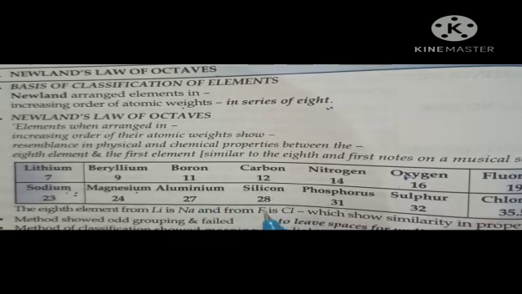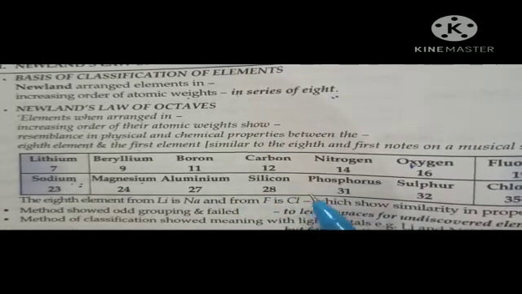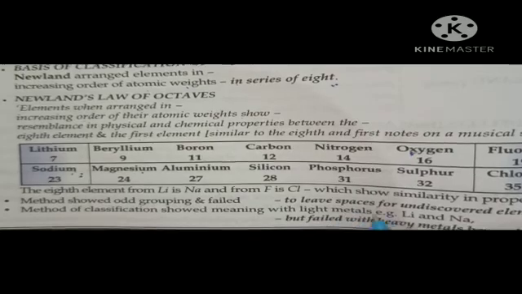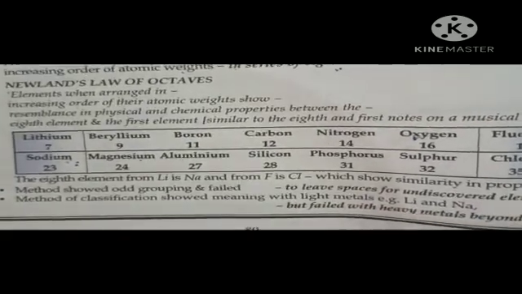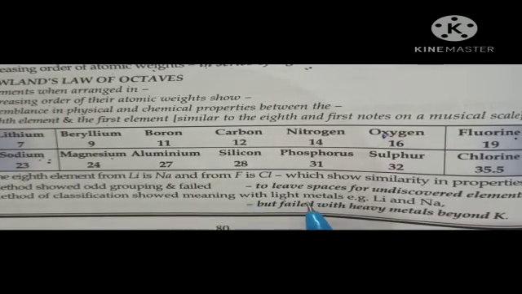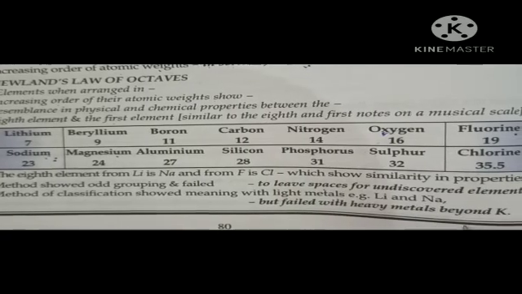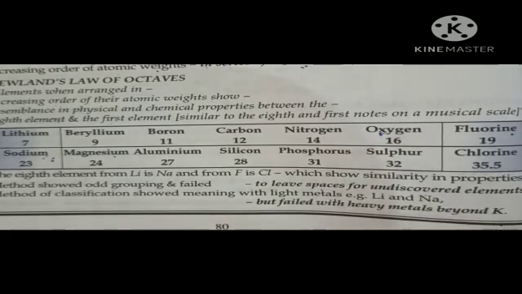But this classification was also discarded. Why? Because the method showed odd grouping and failed to leave spaces for undiscovered elements. And second, the method of classification worked well with light metals only, but it failed with heavy metals beyond potassium.